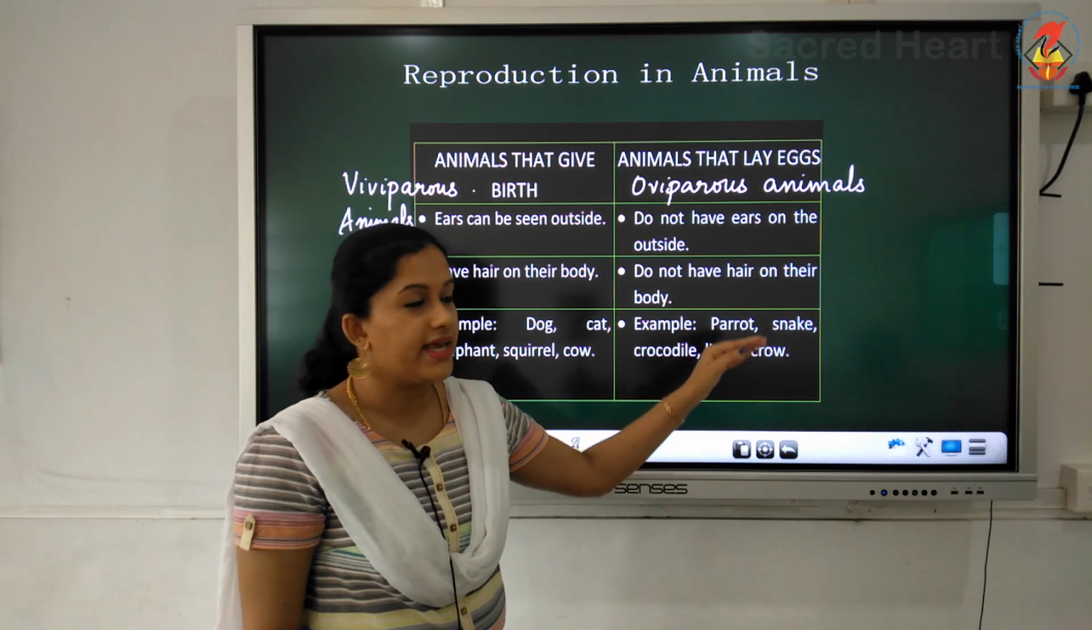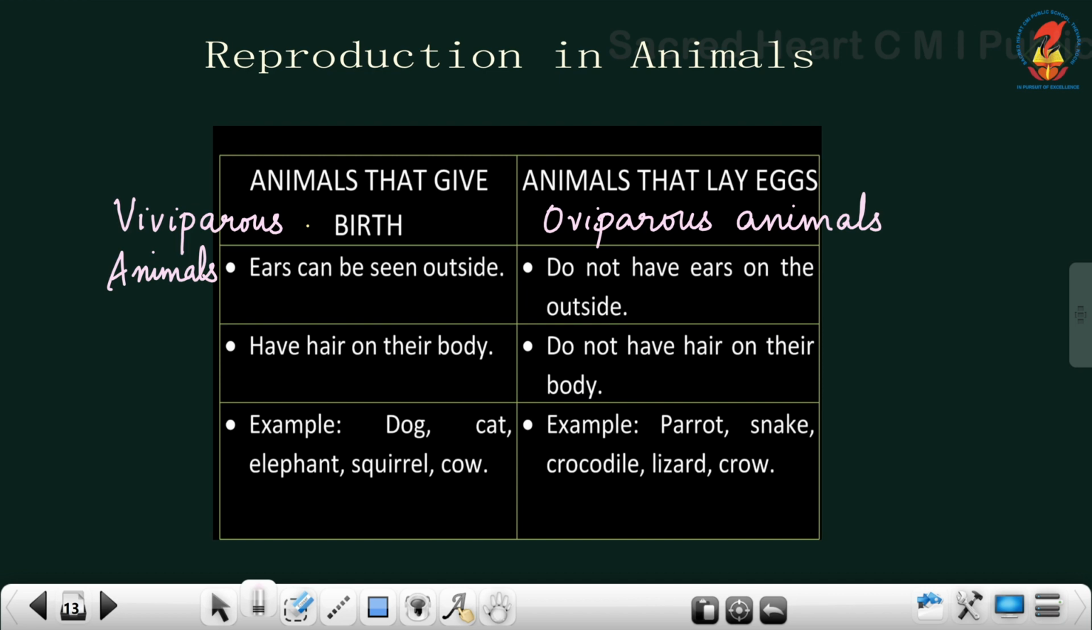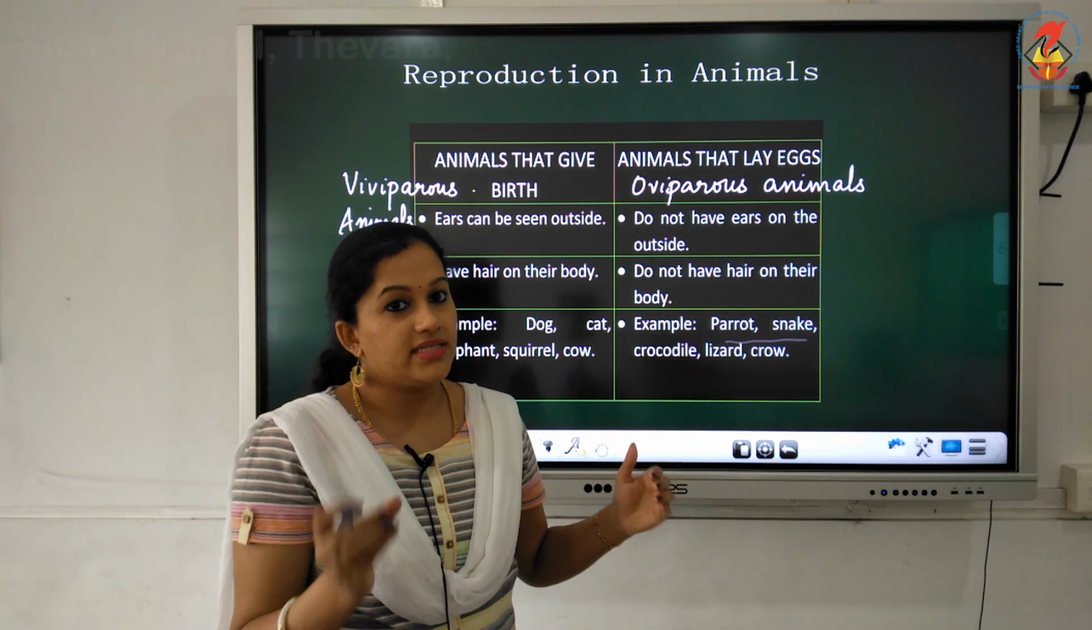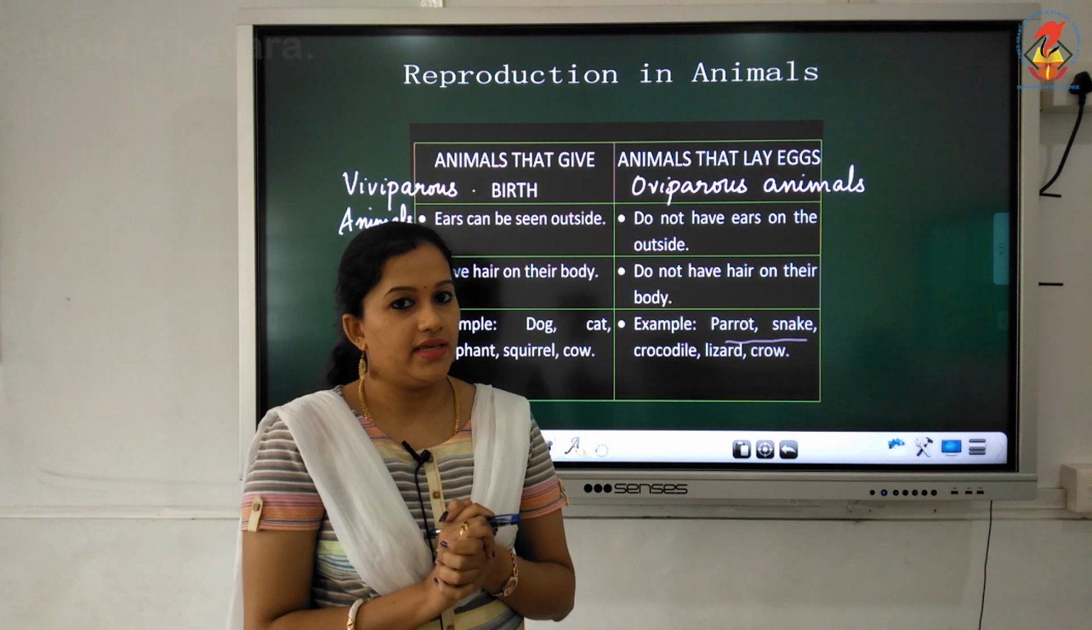Examples: animals like parrots, snake, crocodile, lizard, crow, all these are examples of animals that lay eggs. In whichever animal you cannot see the ear, you can write it as an example for animals that lay eggs.